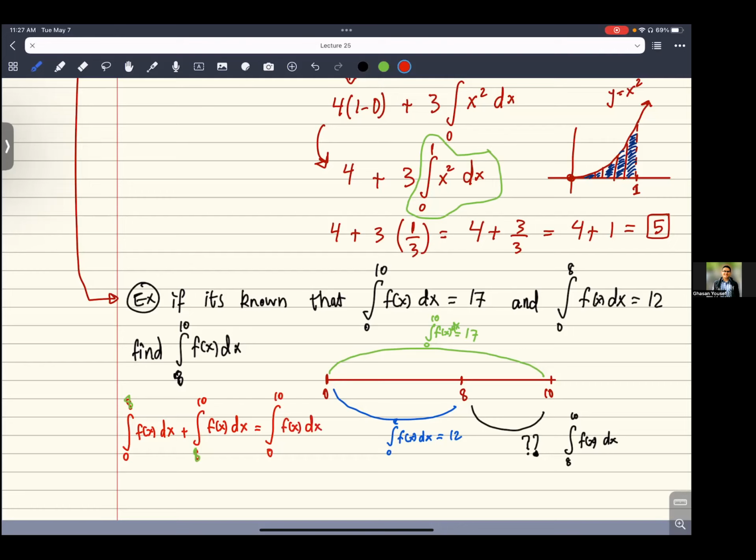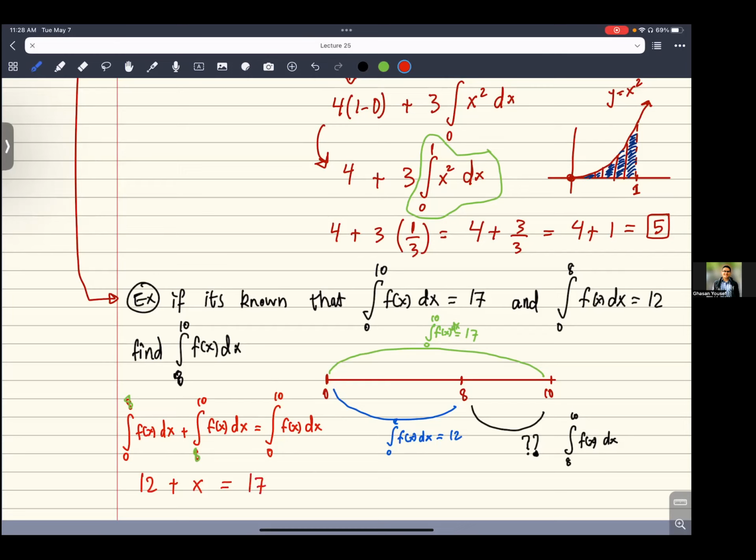Okay, now we're going to substitute. I have the value here. What is the value of this? It's given, 12. And they ask about this value, and I have the value of this. What is it? 17. The value of the integral is 17, correct? You just need to find the value of this x. So I can write down here 12 plus x, the unknown value, equals 17.